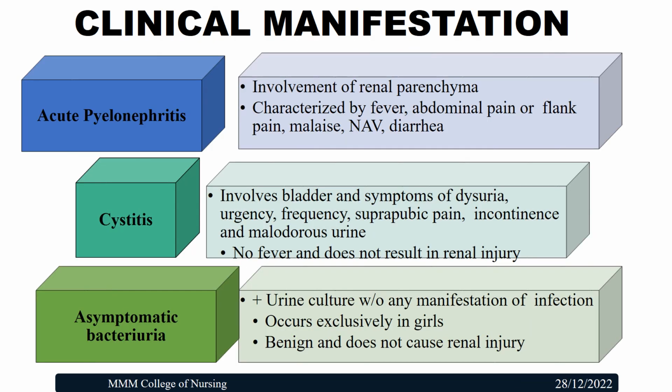Clinical manifestations: acute pyelonephritis, cystitis, which we have already discussed, and asymptomatic bacteriuria. Acute pyelonephritis, as I said, is kidney involvement of the renal parenchyma, characterized by fever, abdominal pain or flank pain, malaise and diarrhea. Cystitis involves the bladder, with symptoms of dysuria, urgency, frequency, suprapubic pain, incontinence and malodorous urine. No fever, and it does not result in renal injury because this is the lower urinary tract.